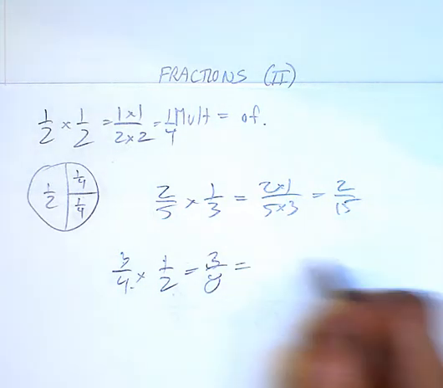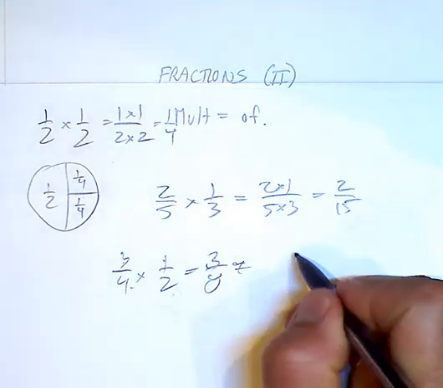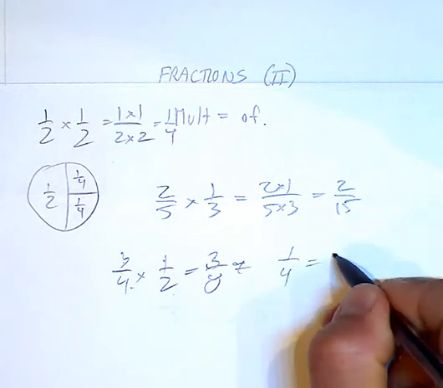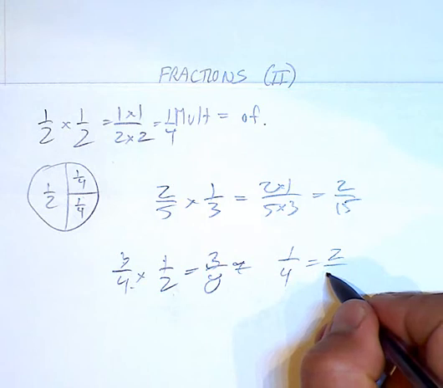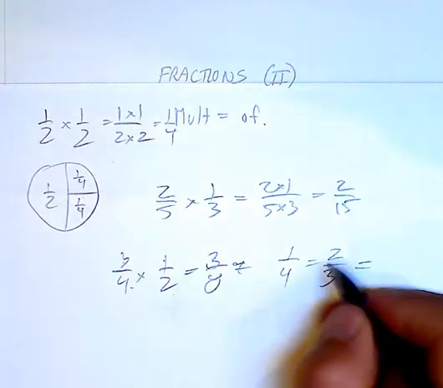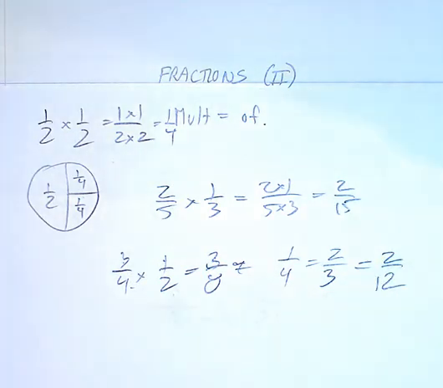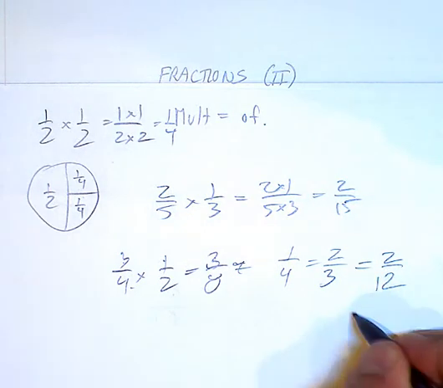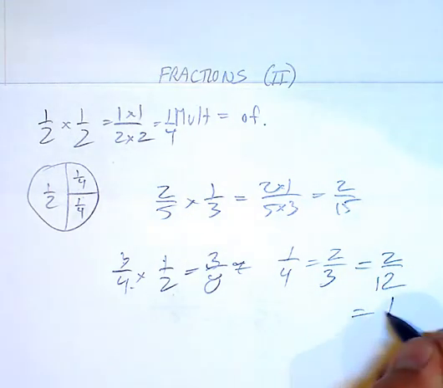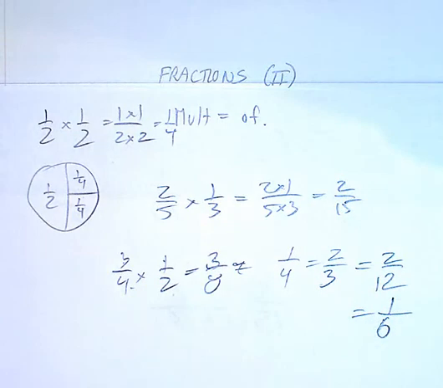You can't reduce it. How about if I have 1/4 of 2/3? There we go. So that's going to be 2/12. 1 times 2 is 2, 4 times 3 is 12. Now this one we can reduce. 2 goes into 2 once and into 12 6 times. So we have 2/12 reduced to 1/6. Okay, so multiplication of fractions, very easy.